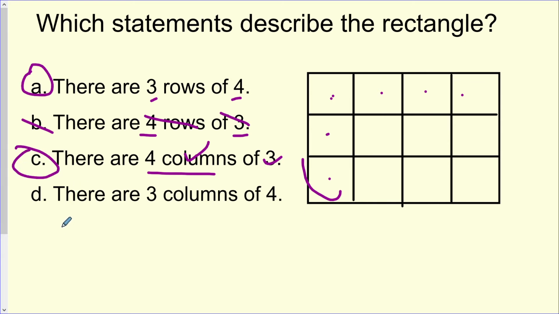It's true. There are 3 columns of 4. Well, let's look. Are there 3 columns? 1, 2, 3, 4. Nope, there's 4 columns, so that's wrong. So then let's look at 4. Are there 4 squares in each column? Nope, so that's not true. So A and C are the correct answers.